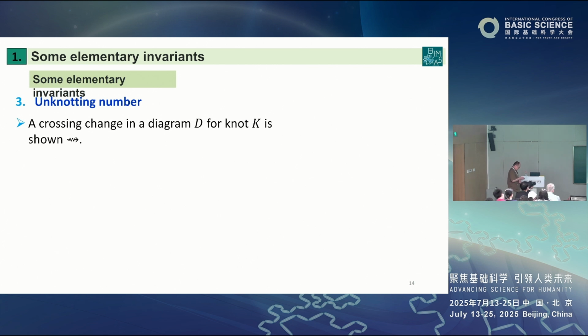The next invariant is the unknotting number. A crossing change in the diagram D is shown like this. Just exchange the overcrossing arc and the undercrossing arc, changing their positions.